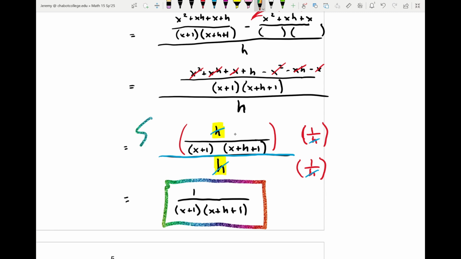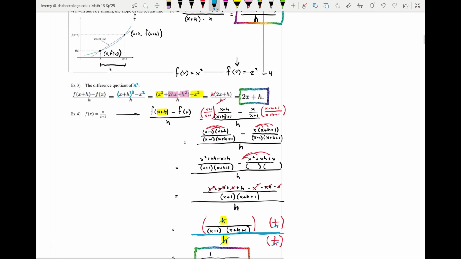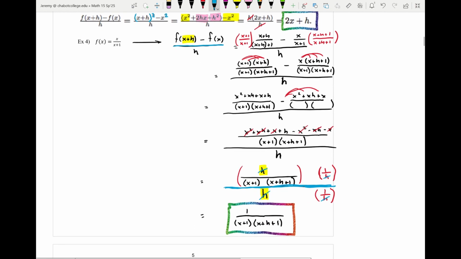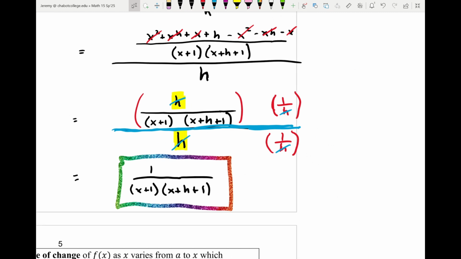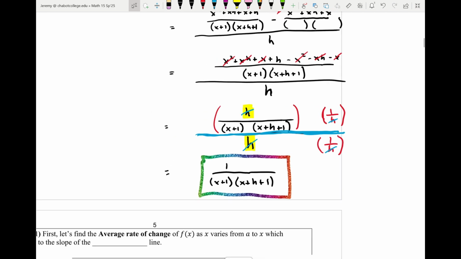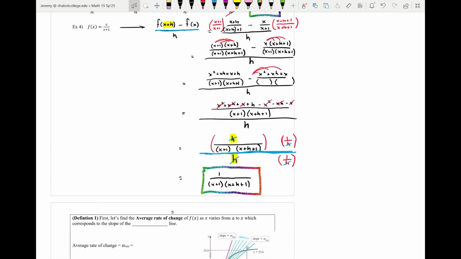People always get mixed up when we get into this situation where there's a fraction inside of a fraction. This is a nice way to do it, where you just identify what is the main fraction bar, what is the big fraction bar. Looking back to the beginning of the problem, that's just the fraction bar that separates that original numerator from the denominator. And just multiply top and bottom by 1 over h, and that will deal with that for you. And we're left with this: 1 over x plus 1 times x plus h plus 1. That is the simplified difference quotient for the function f of x, which is x over x plus 1.